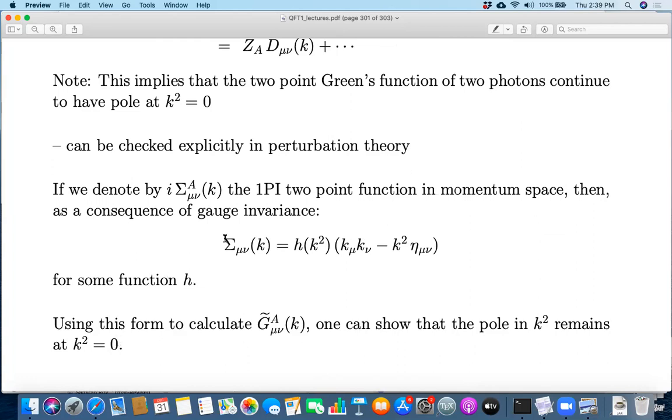Once you use this structure, then you calculate this D tilde mu nu plus D tilde sigma D tilde plus D tilde sigma D tilde sigma D tilde, and so on. You will find that the pole is not shifted.